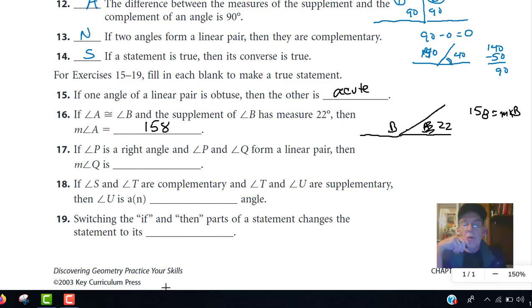Number 17, if P is a right angle, and P and Q form a linear pair, then the measure of angle Q is going to be 90. So you got this idea here where P is a right angle, and P and Q both form a linear pair, then the measure of angle Q must be 90.